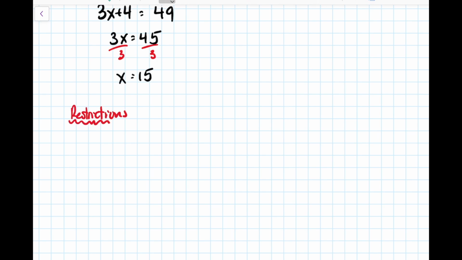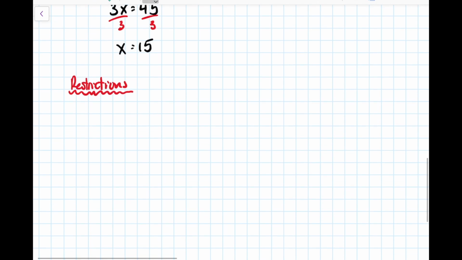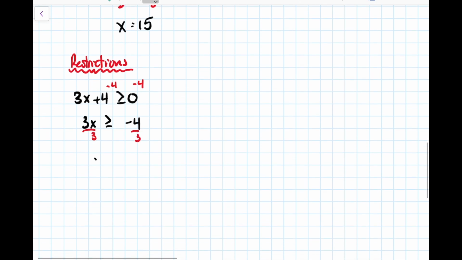The restriction is a little bit more complex this time. So again, we take our radicand, 3x plus 4. We set it to greater than or equal to 0. We're going to subtract 4 on both sides, which will get me 3x is greater than or equal to negative 4. We're going to divide by 3. And we get our final restriction of x has to be greater than or equal to negative 4 over 3, which 15 definitely is. So we're all good there.